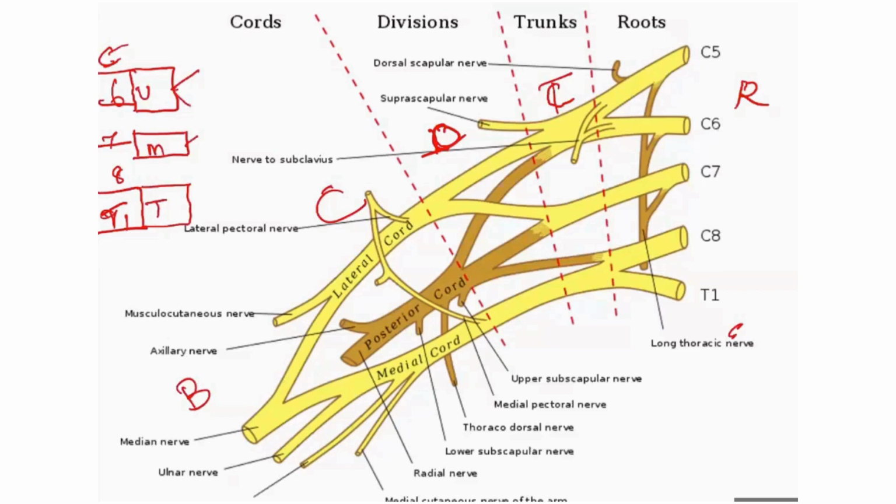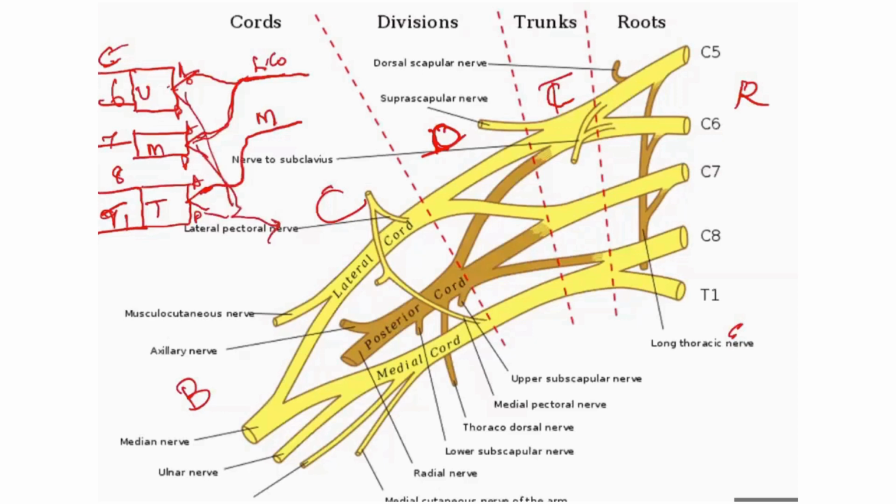You understand? This is anterior, this is posterior. Anterior of upper and middle unite to form lateral cord. Anterior of lower trunk forms medial cord. What is remaining? All posterior. All posterior form posterior cord. So lateral, medial, posterior cord.